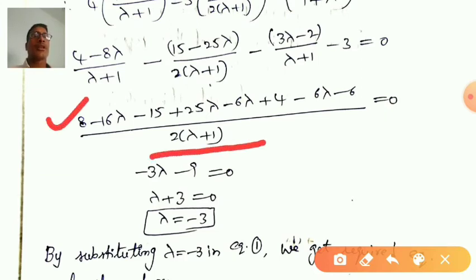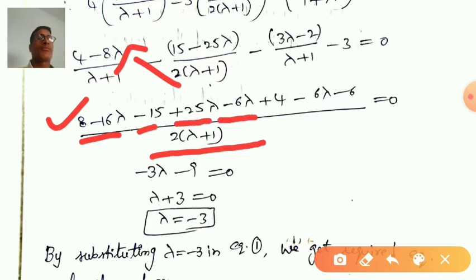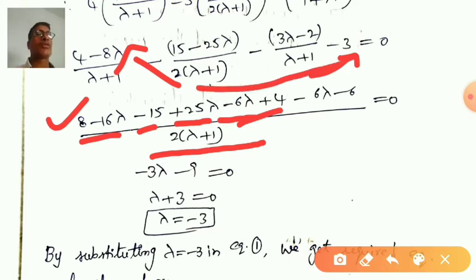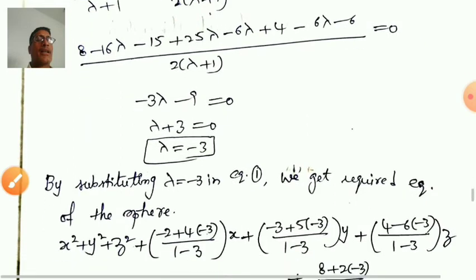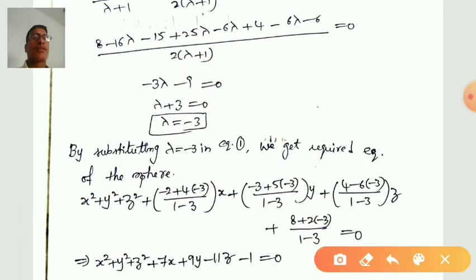So on the numerator you will get 2 into 4 minus 8 lambda, means 8 minus 16 lambda, minus 15 plus 25 lambda, minus 6 lambda plus 4, minus 3 into 2 into lambda plus 1, that is 6 into lambda plus 1, minus 6 lambda minus 6 is equal to 0. On simplification we will get minus 3 lambda minus 9 is equal to 0. From this we will get lambda is equal to minus 3. By keeping this value lambda is equal to minus 3 in equation 1, we get the required equation of the sphere.